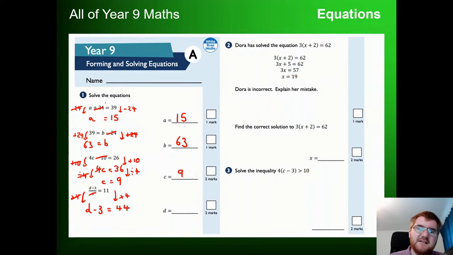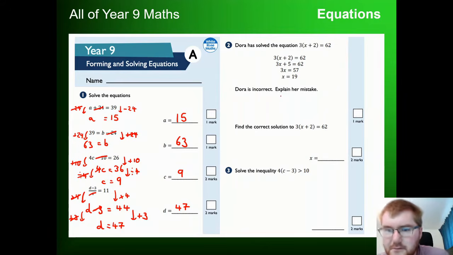And now we do very similar to what we did in the first question. The minus 3 is annoying. What's the opposite of minus 3? Well, plus 3 on both sides. This cancels. We're left with d is equal to 47. We write in here. Notice for these slightly more complicated questions, we do pick up an extra method mark in there. Now Dora has solved this equation, at least she thinks she solved it by working through this process.